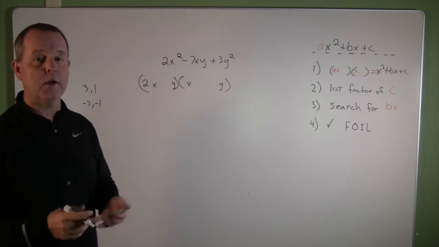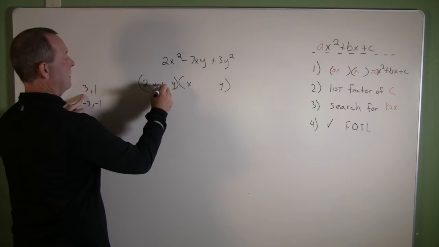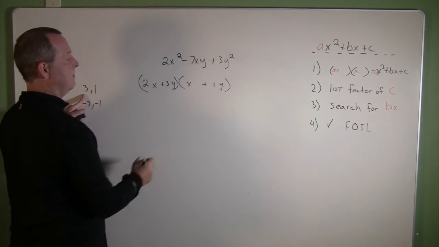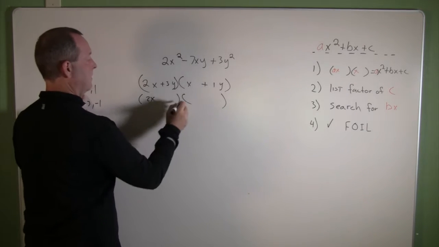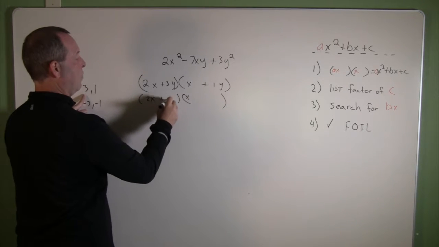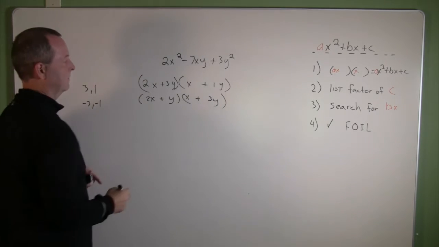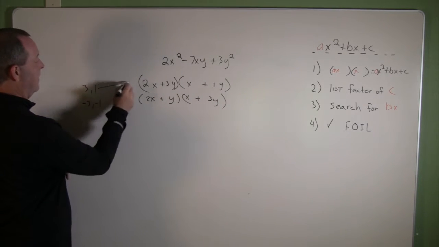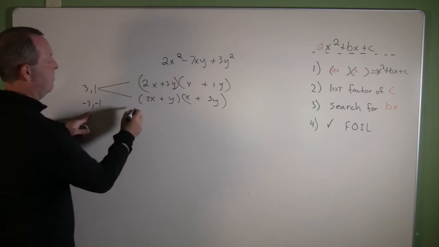So let's put all the permutations in. One could be a positive 3 and a positive 1. Another one could be, if I reverse those two around, a positive 1 and a positive 3. So there's two possibilities there. And now this one produces two more possibilities.